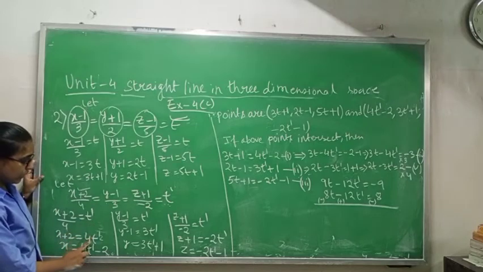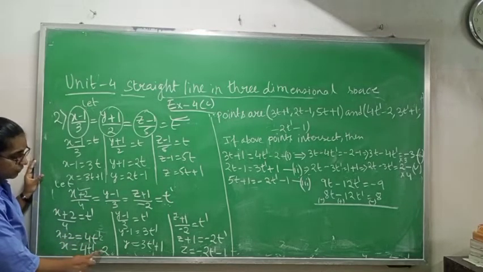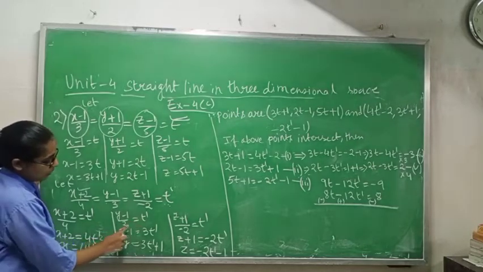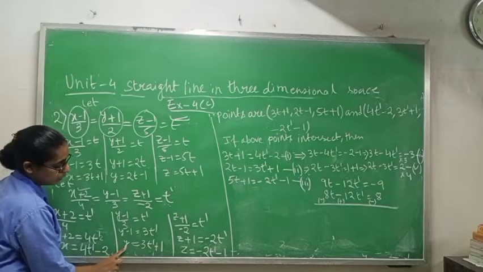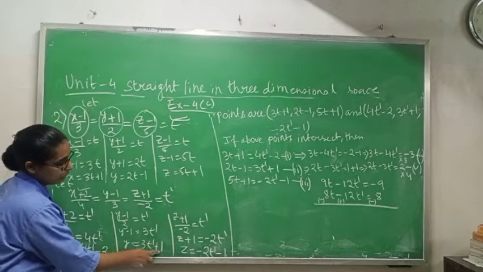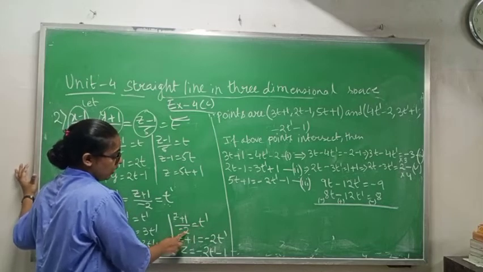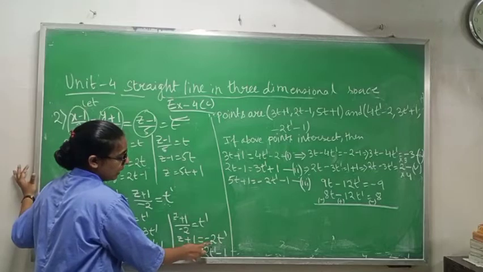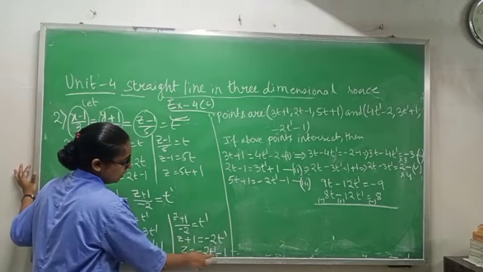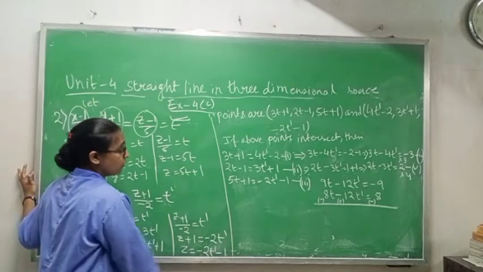4 into t dash will give you 4t dash. Now x equals 4t dash, plus 2 will come, it will become minus 2. 3 into t dash, 3t dash, minus 1 will come, it will become plus 1. Y equals 3t dash plus 1. (z plus 1)/minus 2 equals t dash. Minus 2 will multiply with t dash, it will become minus 2t dash. Plus 1 will come, it will become minus 1. Okay, so the z value is minus 2t dash minus 1.